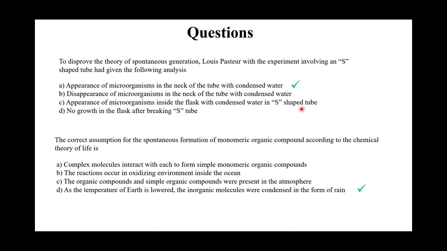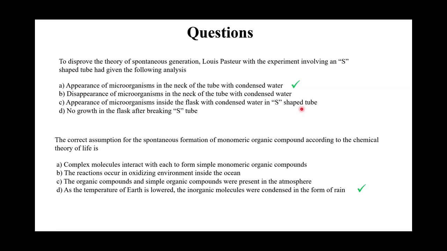And for the second question, where we asked how these monomeric organic compounds spontaneously formed: the first option says complex molecules interact with each other to form simple monomeric compounds. This is the reverse. We went over this, that simple gives rise to complex organisms and not the opposite. Then the reaction occurs in an oxidizing environment inside the ocean, which is also wrong because the oxidizing environment came much later, when the cyanobacteria started using up oxygen for their aerobic respiration. And here we are talking about monomeric organic compounds, which is way ahead of before the nucleoproteins were built up.